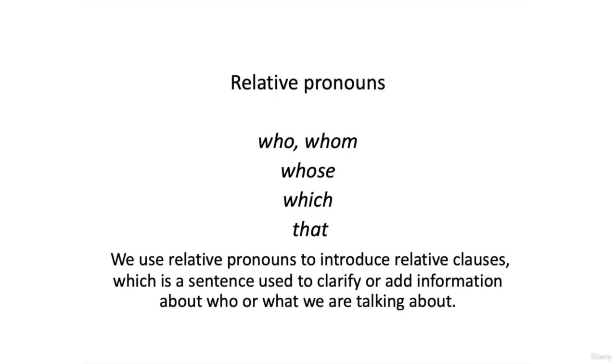We use the relative pronouns who and whom for people, whose to indicate ownership, which for things, and the word that for both people and things. In American English, it is more common to use that for things. People rarely use which, whereas in British English, people still use both which and that.